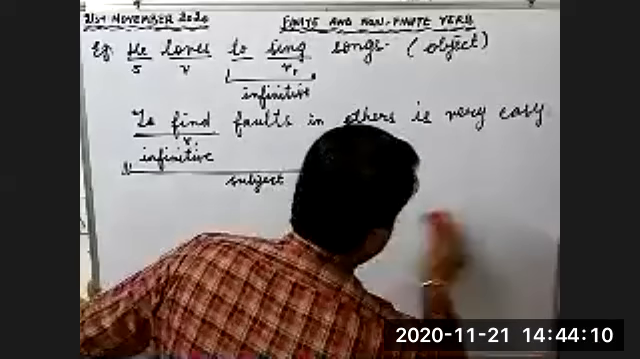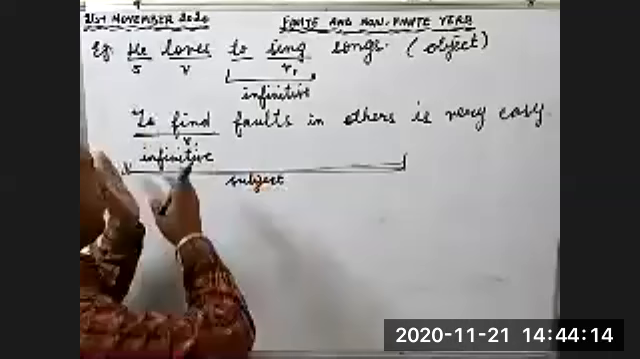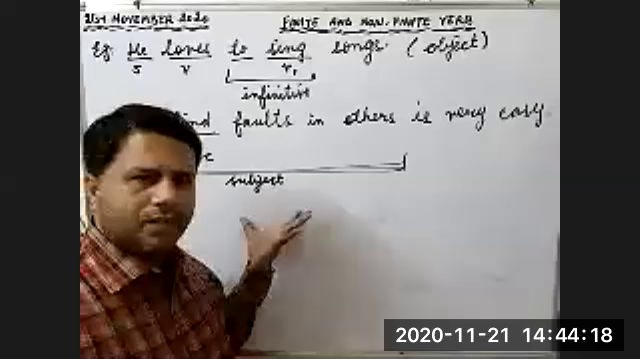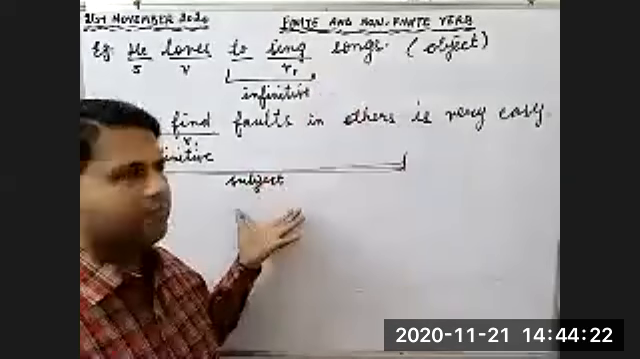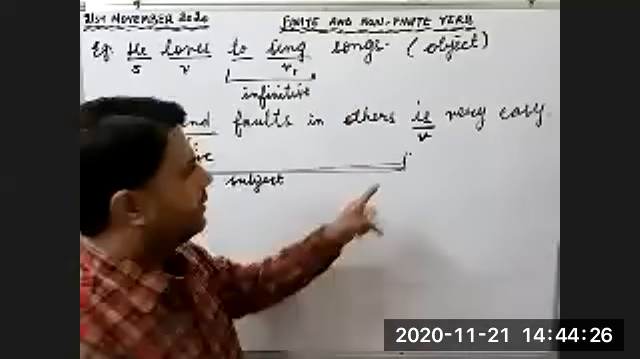Children, look at this example. To find fault in others. This is the subject. And what is infinitive here? Infinitive is part of a subject. Which is the verb here? This is the verb. Is the verb. To find fault in others is subject, and very easy is complement. I hope the first two examples are clear to you.